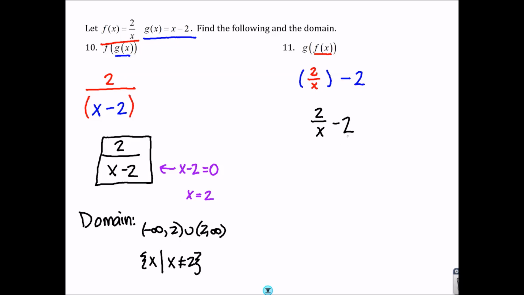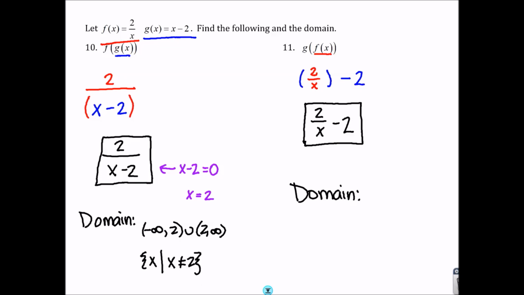Now if you want to combine these terms, you can find a common denominator and subtract the fractions, but I'm not going to require you to do that at this point. We'll get to that in our next unit on rational functions. So for right now, this answer is fine. Let's take a look at the domain.